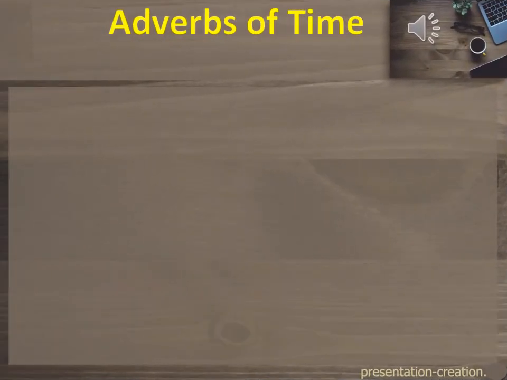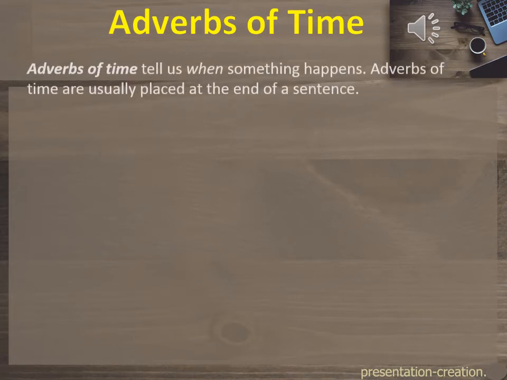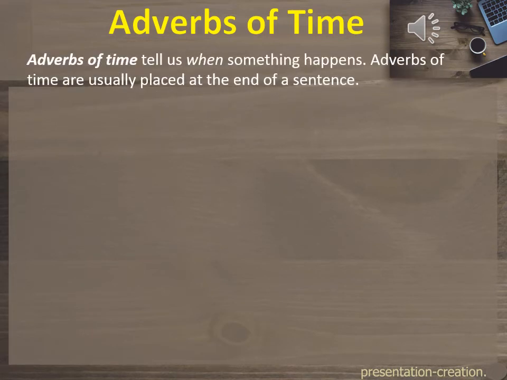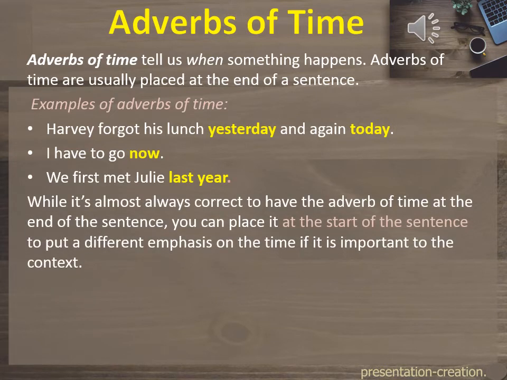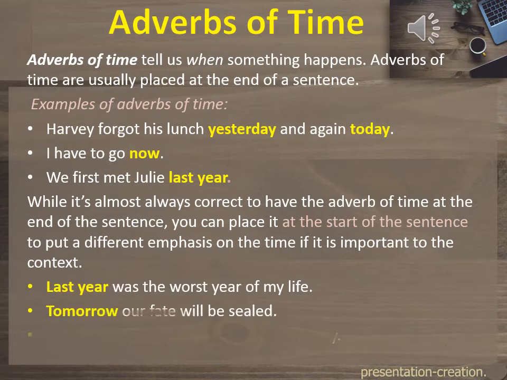The next type, adverbs of time. Adverbs of time tell us when something happens. Adverbs of time are usually placed at the end of a sentence. For example, I have to go now. We can also place adverbs of time at the start of a sentence if it is important to the context. For example, last year was the worst year of my life. We emphasize last year because it's important to mention exactly when it happened.